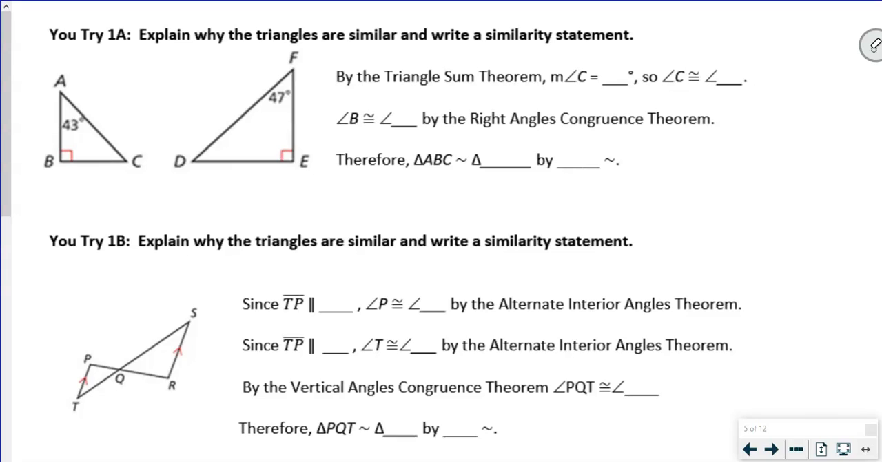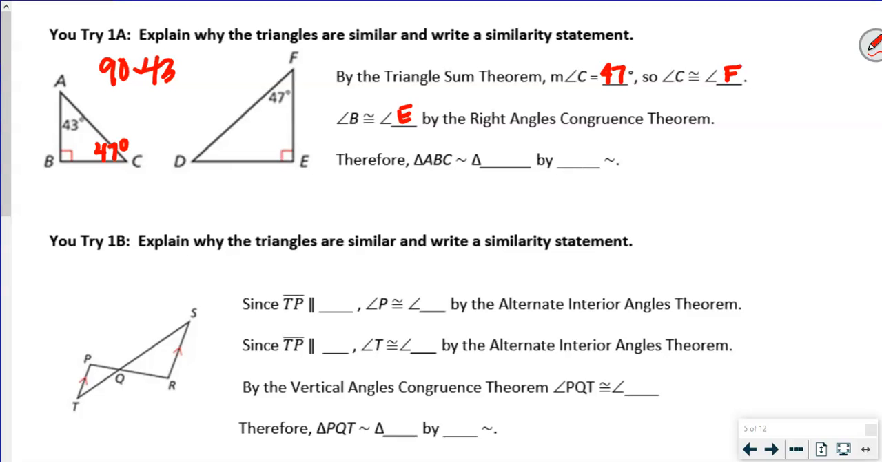This one says, explain why the triangles are similar and write a similarity statement. By the triangle sum theorem, can't we find angle C? Wouldn't we do that by subtracting 43 from 90, because we've already used 90? 90 minus 43 is going to be 47. It is. So angle C is 47 degrees, which means angle C is congruent with angle F. And again, we see that B is congruent with E because they are both right angles. So therefore, triangle ABC is similar to triangle what?